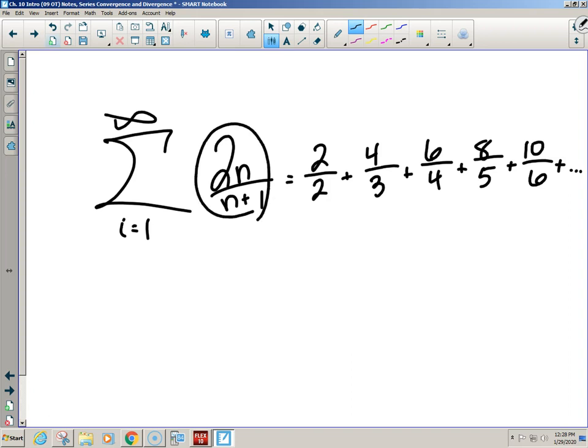Are the terms bounded? Is the sequence bounded? What will these terms never go past? 2. Because the limit as n goes to infinity of the sequence is, degrees are tied, 2 over 1. These terms are going to keep on getting closer and closer to 2. The terms are bounded. Does that make sense? The terms are converging. But what's happening to each of the terms?